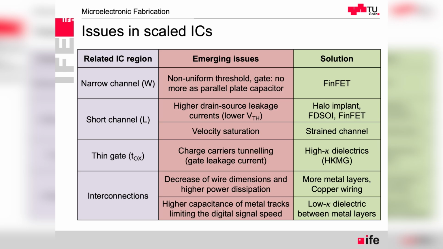Then the issue that we have observed there, and then the solution. For each of them, I'm going to show in an individual slide a little bit more detail, but let's have a look first at this overview. So the channel of the transistor gets more and more narrow and shorter, and both have some consequences. A narrow channel means that the threshold voltage is no longer uniform, and the gate will no longer be seen as a parallel plate capacitor, with the solution that we should go to FinFET.